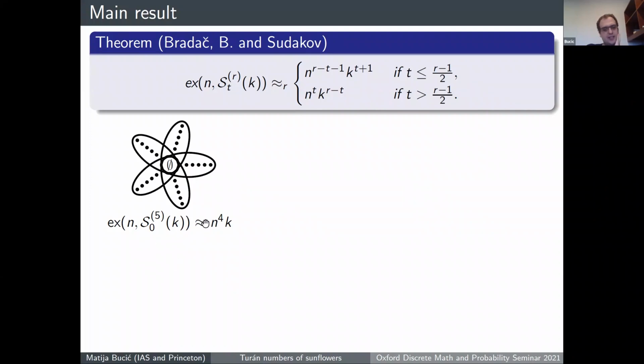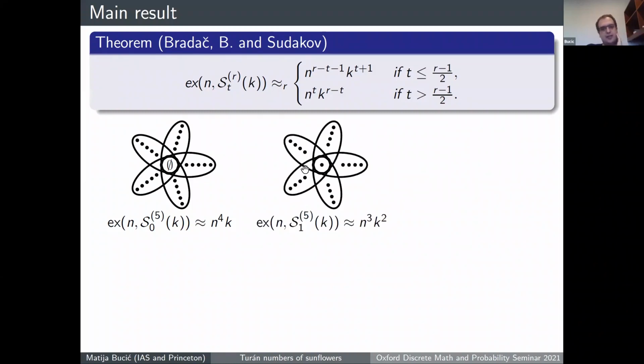So the answer here is n to the 4 times k, and this is really very easy. The next one is if we have 1 vertex in the kernel, and here the answer is n cubed k squared. So we removed 1 factor of n and replaced it with a factor of k. So this is a bit smaller. It's correspondingly also a bit more difficult. This is about as difficult as the S3 1k from the previous slide. So it requires a bit of work, but it's doable.